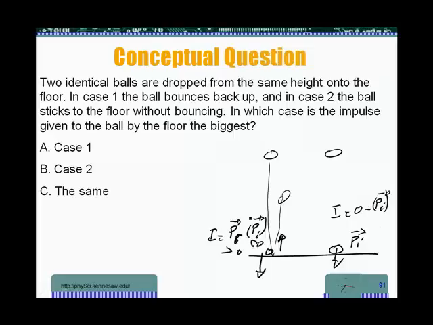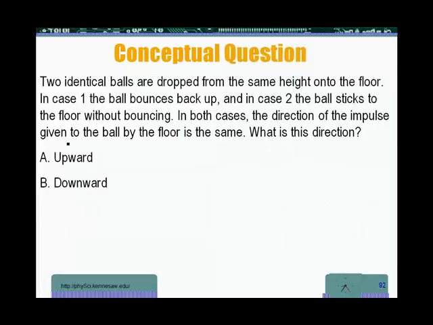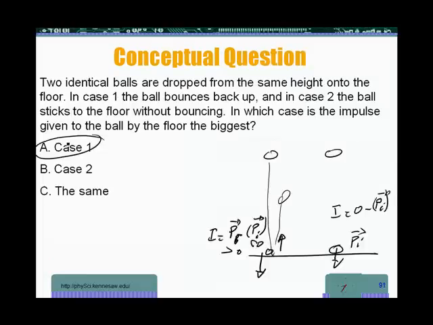So here I have a bigger impulse than here. So case 1 is the answer. Now, in both cases, the direction of the impulse given to the ball by the floor is the same. What is the direction? Going back to the graphic, so I will not have to do it. So what does the impulse do? It's going to change the momentum from a downward momentum to an upward momentum. Or look at it here. It's PF minus PI. What do we get as a number? We get a positive number in both cases, telling us it's in the upward direction.